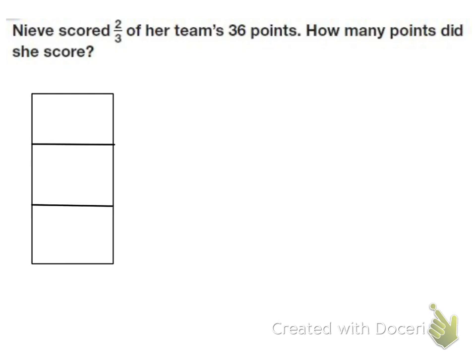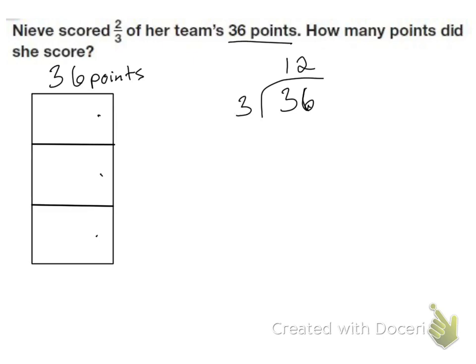Now I put the total number of points at the top, and that's 36. So 36 points up here at the top. Then I need to divide 36 into thirds, or 3 pieces. So 1/3 of 36 equals 12. So I can do 36 divided by 3, and I know that equals 12. So I'm going to put 12 in each of these boxes.